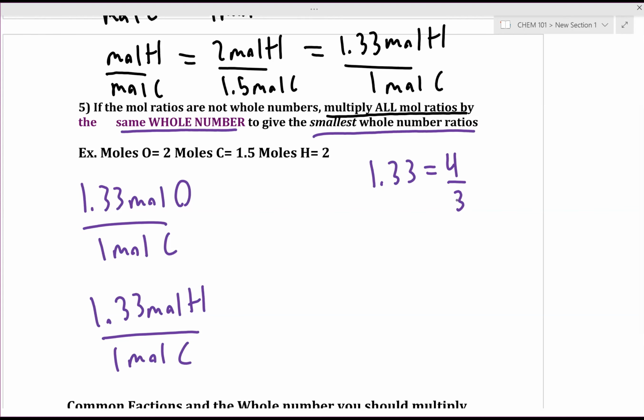Okay. Now, if we want to convert 4/3 into a whole number, if we want to get rid of this bottom denominator, this 3 on the bottom, what do I need to multiply all of these ratios by? 3, exactly. So 4/3 times 3 is equal to 4. And it's this same whole number, 3, that you're going to multiply all of your mole ratios by.